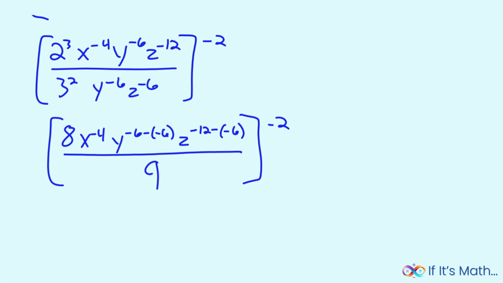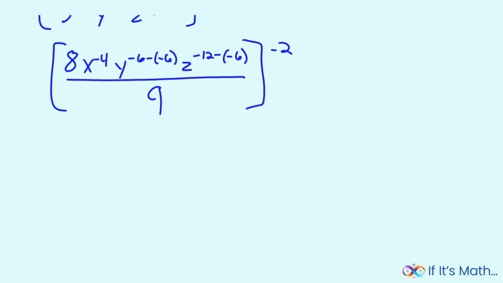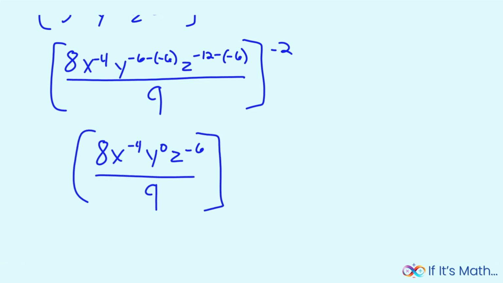Okay, so let's simplify this down one more step. So what this is going to give us is 8x to the negative 4th, y to the negative 6 plus 6 is 0. Then z to the negative 6th, of negative 12 plus 6. I've still got all that divided by 9, and all that raised to the negative second power. Getting close, I promise. So when I look at this, before I go to this step, I've got some negative exponents, so I really want to get those down there.